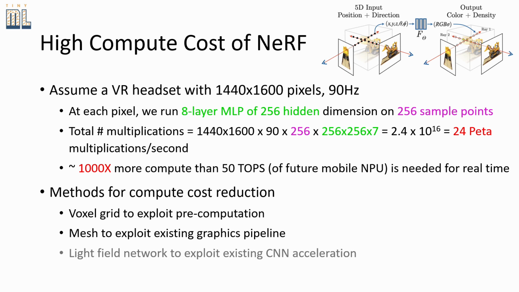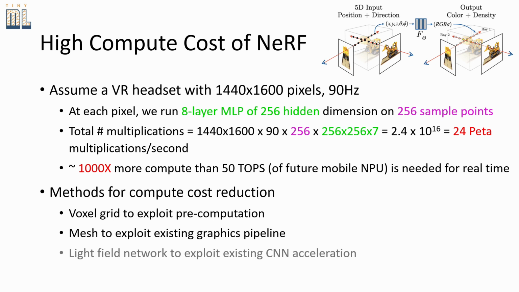Usually, we have 256 sample points per ray. That's why we have 256. And then finally, on each sample point, we run a small MLP. Even though the size of the MLP is small, the number of executions of that small MLP is huge. The frequency is huge. That's why the total computation cost is very large. Even in the case of H100, you cannot benefit real-time rendering with this technology.